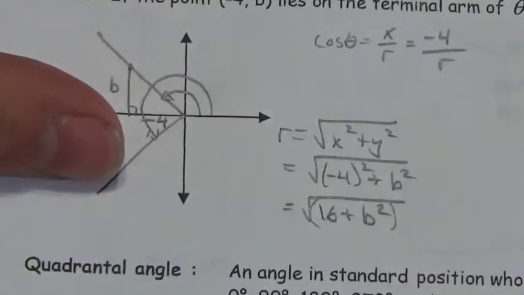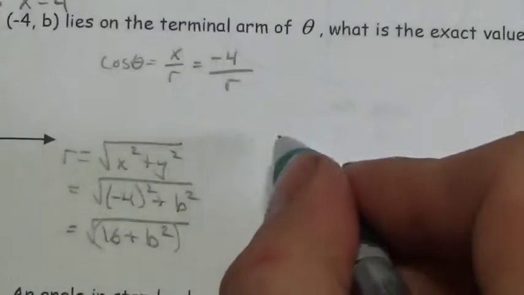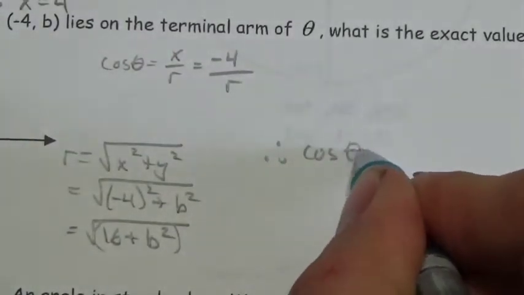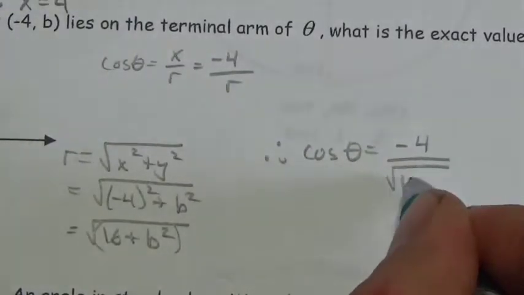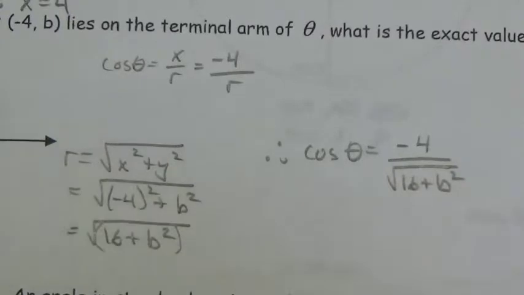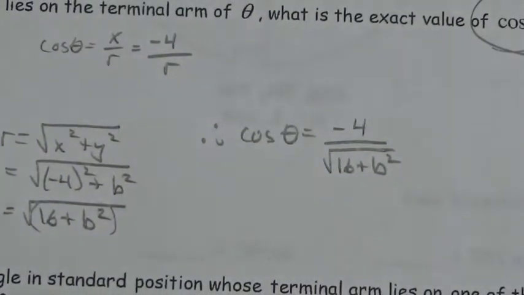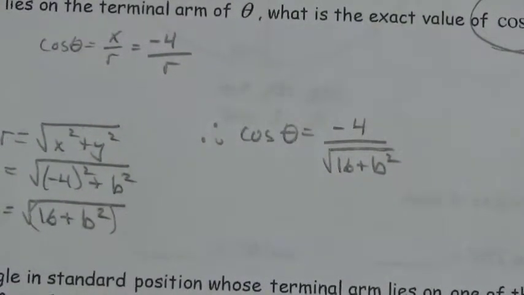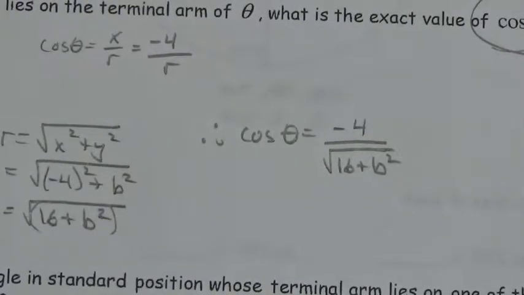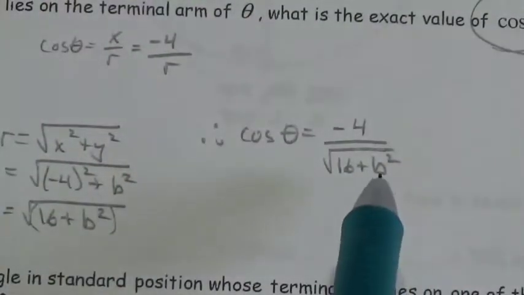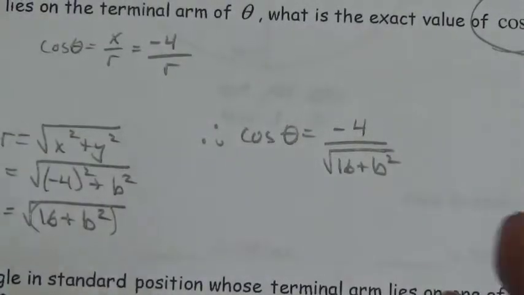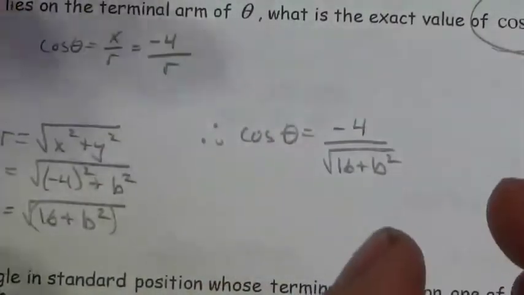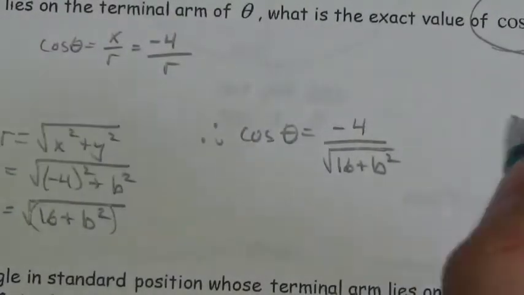That's my r. Which means, therefore, that the cosine of theta, the cosine of the angle that I'm looking for here, is going to be negative 4 over the square root of 16 plus b squared. Now, some of you are not going to like that as an answer. I actually have no problems with it. That's a great answer. It gives me the structure of the answer. As soon as I know what b is, I would square it, add it to 16, take the square root, and then keep going here. So I know what I have to do without being able to specifically do it.